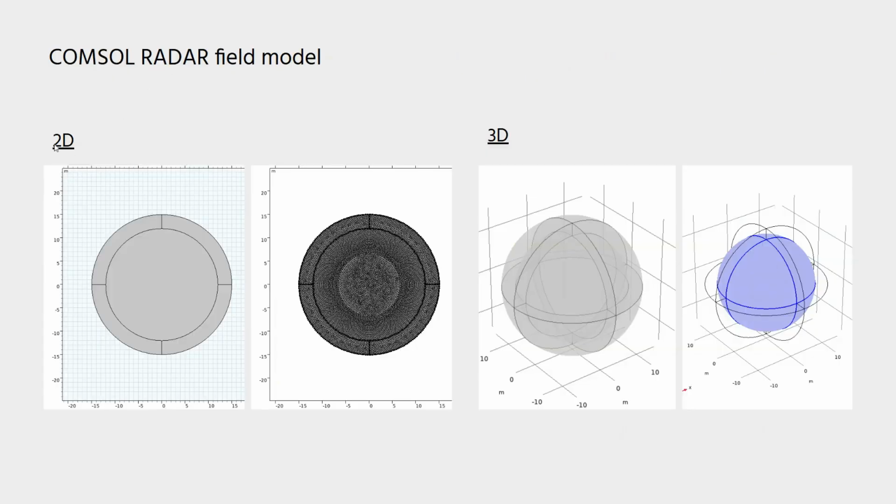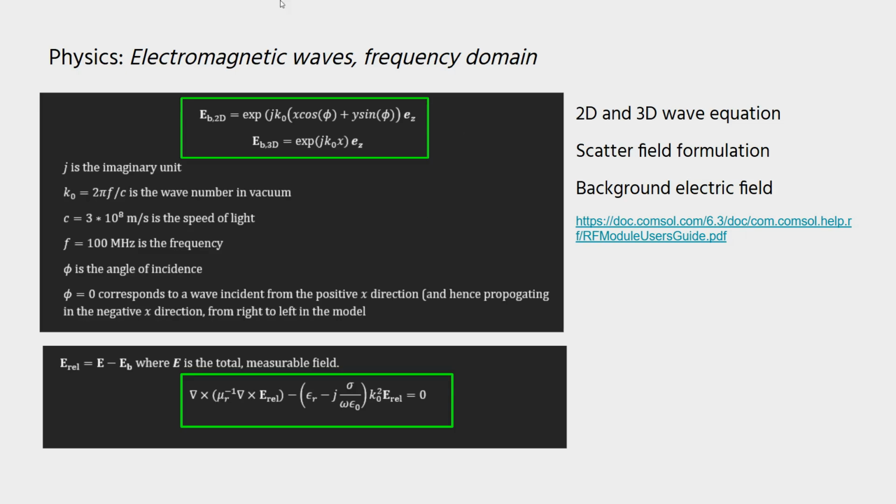What we've done is used COMSOL to build a radar model from scratch, so both in 2D and in 3D. We can simulate incoming waves at a desired frequency and incidence angle with the electromagnetic wave equation. So it's a vector wave that comes from Maxwell's equations. The background electric field is comprised of plane waves. In 2D, they're polarized in the z direction, and they propagate in the xy plane as a function of phi. In 3D, it's a full vectorial field, so the waves propagate in all directions.